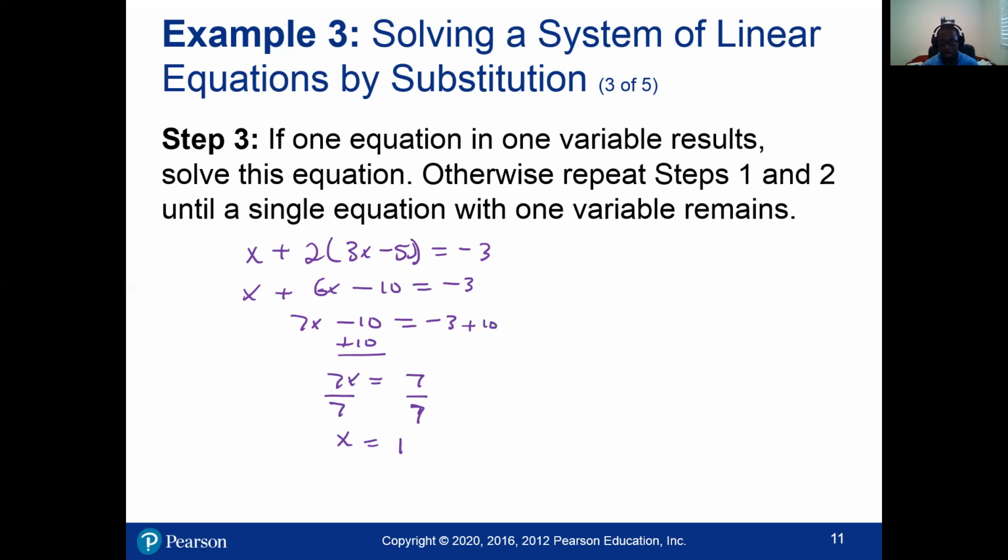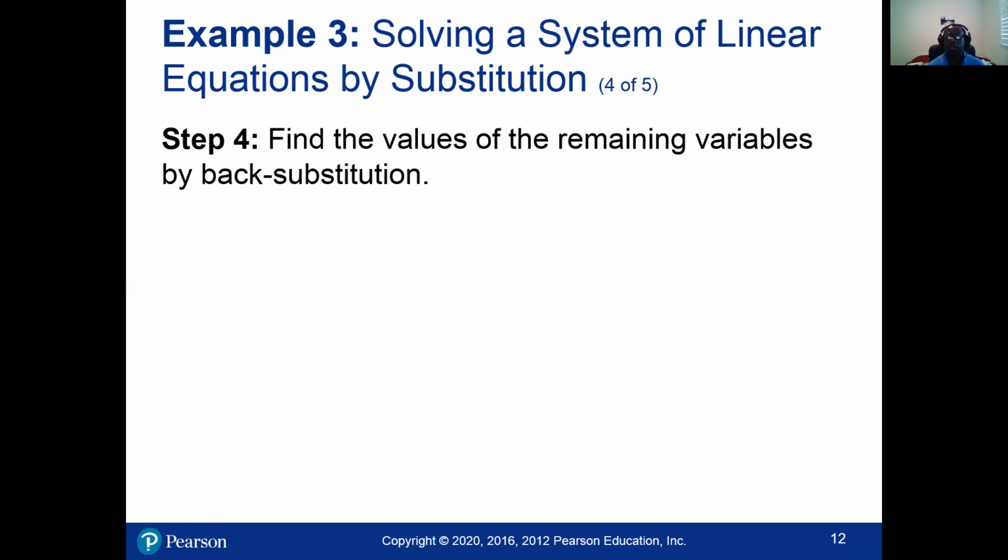Once you have x is equal to 1, we substitute this into equation 3, because that is the one involving y. Find the values of the remaining variables by back substitution. So substitute x is equal to 1 into equation 3, which was y is equal to 3x minus 5. When x is equal to 1, y is equal to 3 times 1 minus 5, which is negative 2.